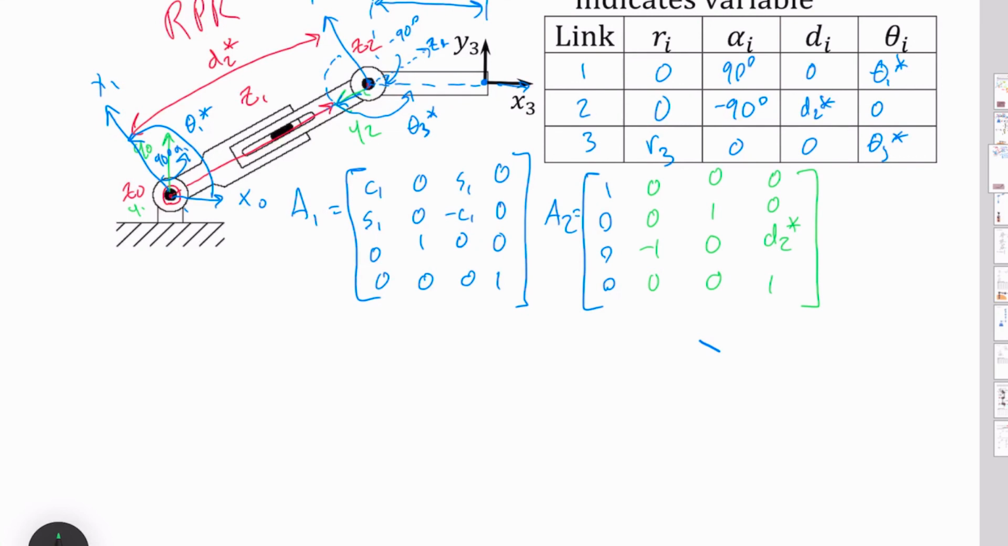And then our A3 value, just a rotation here. And so this is our value that we've seen again several times. Cosine of theta 3, sine of theta 3, 0, 0. And then negative sine of theta 3, cosine of theta 3, 0, 0. And then 0, 0, 1, 0. And then R3 cosine theta 3, R3 sine theta 3, 0, 1.